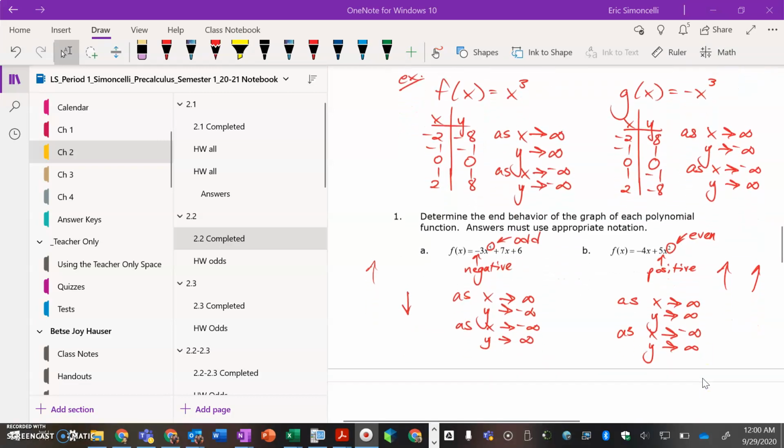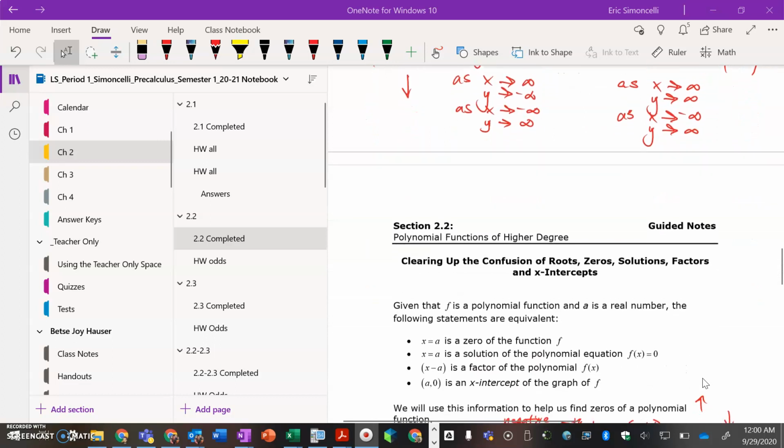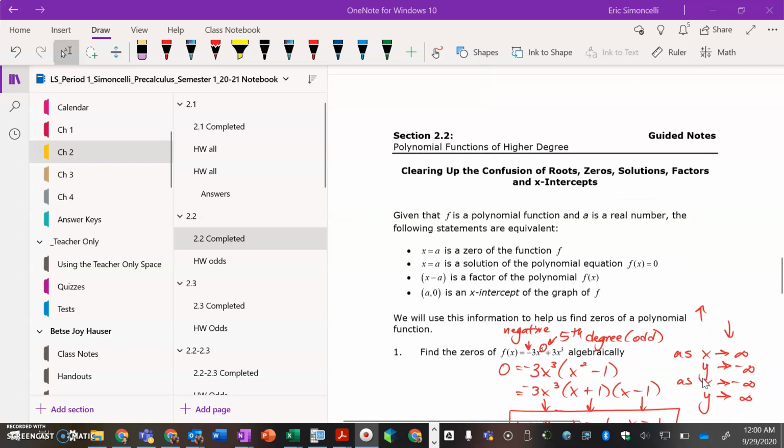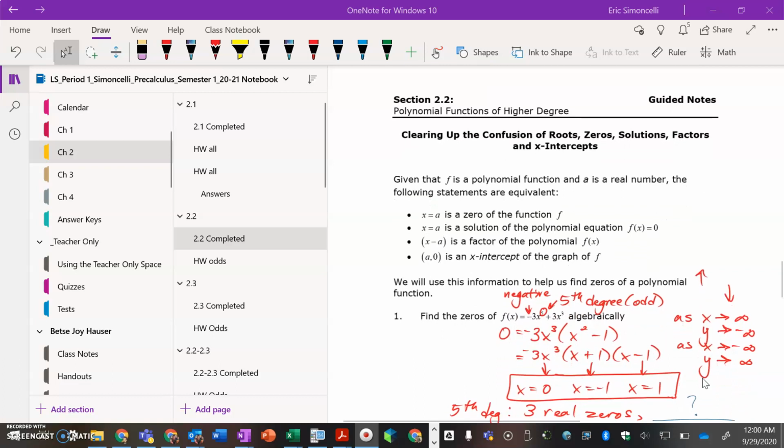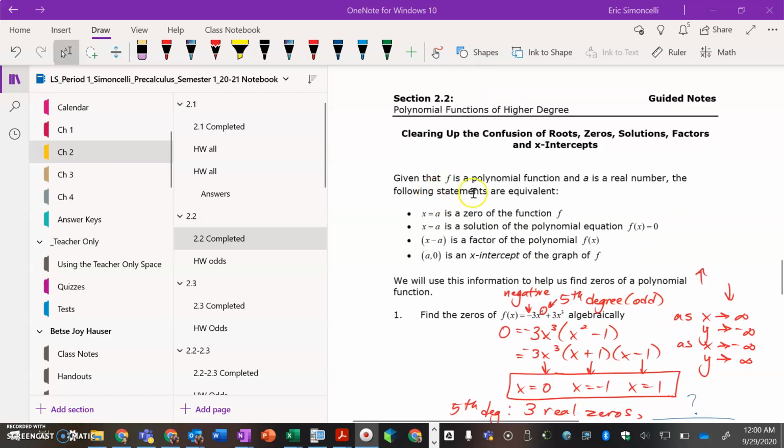Okay, let's continue. On to the next page, clearing up the confusion of roots, zeros, solutions, factors, and x-intercepts. Given that f is a polynomial function and a is a real number, the following statements are equivalent. X equals a is a zero of the function f. X equals a is a solution of the polynomial equation f of x equals 0. X minus a is a factor of the polynomial. (a, 0) is an x-intercept. We will use this information to help us find zeros of a polynomial function.